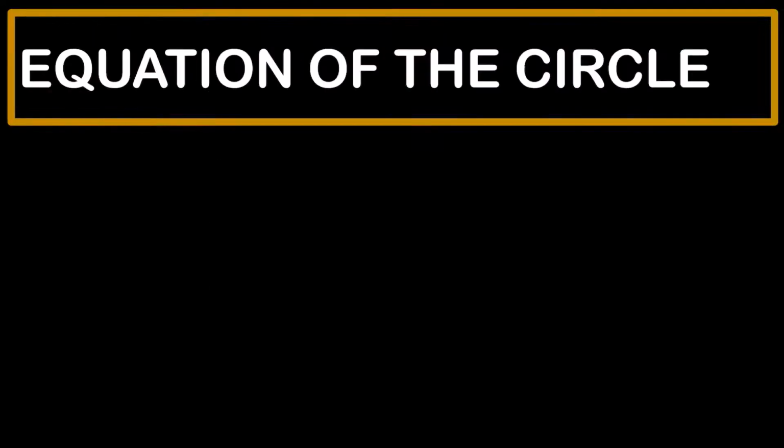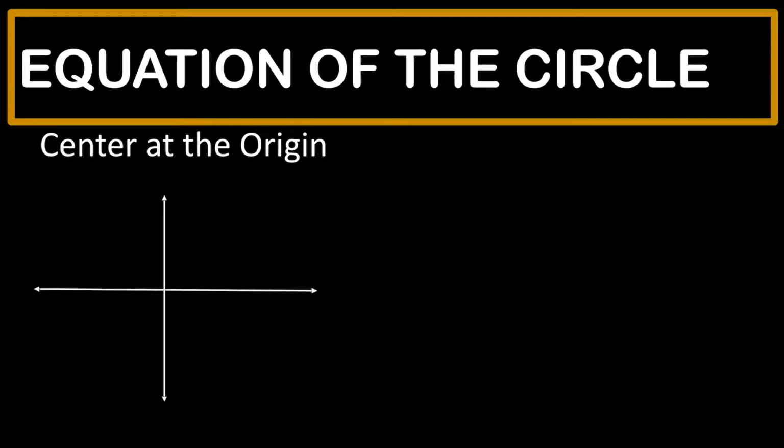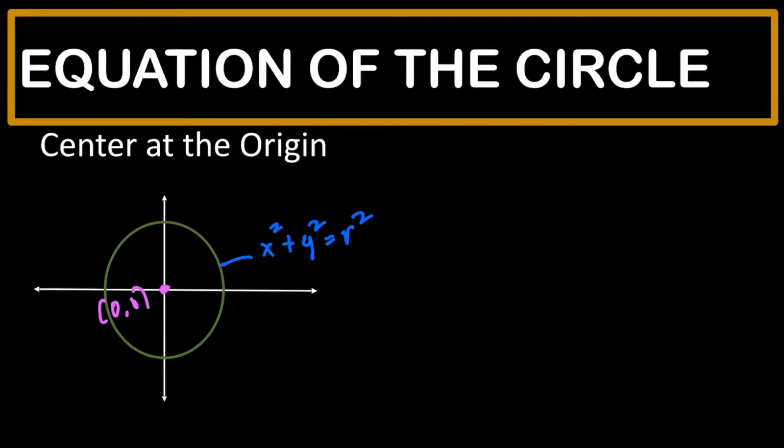All right, but before we move forward, there are actually two standard forms of the equation of a circle. The first one is whose center is at the origin. So if we have here the coordinate plane, and we have here the origin whose coordinate is 0 and 0, and that will be the circle. So if the center is at the origin, then the equation of the circle is x squared plus y squared equals r squared.